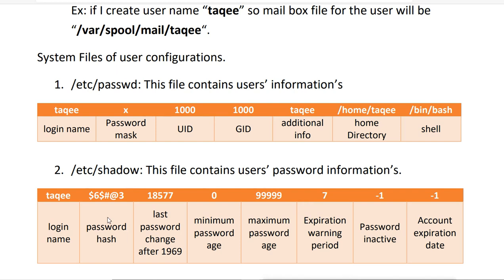First you will see the login name in the file. When you open the file, you will see the login name of that user. Then you will see the password hash. Then you will see the last password change, counted after 1969. Then you will see the minimum password age, maximum password age, expiration warning period, password inactive, and account expiration date.